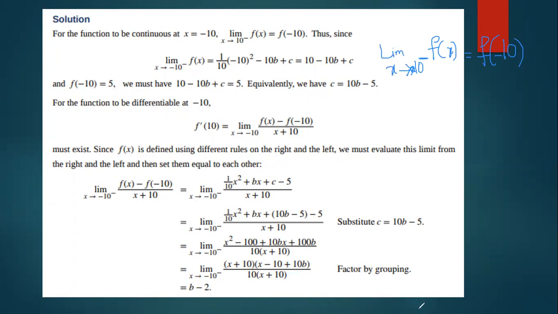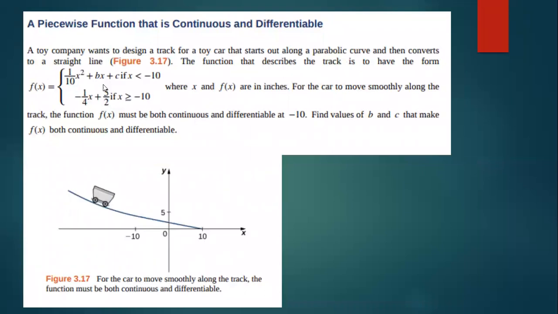Okay, so the function is given. I have to write these two functions. My first function will be f of x equals 1 upon 10 x squared plus bx plus c. And the second is f of x equals minus 1 upon 4 x plus 5 upon 2. Okay, now these are basically the two functions.